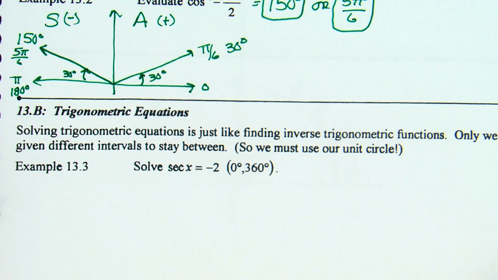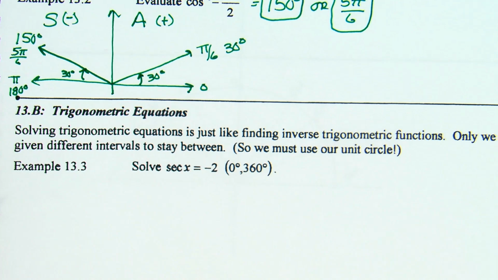Okay. Next set. Solving trig equations. Just like finding inverse trig functions, only now we will be given different intervals to stay between. So we must use our unit circle to think this through. The first example is solve secant x equals negative 2 on the interval from 0 to 360. Which means I want any answers that are going to make this true. Could be 1 answer, 2 answers, 3 answers, 4 answers, depending on which quadrants this is true in.